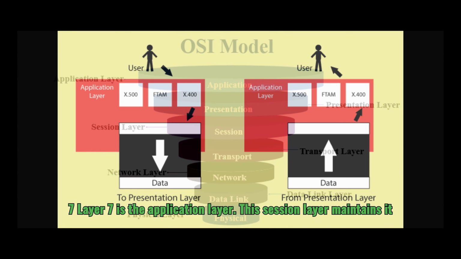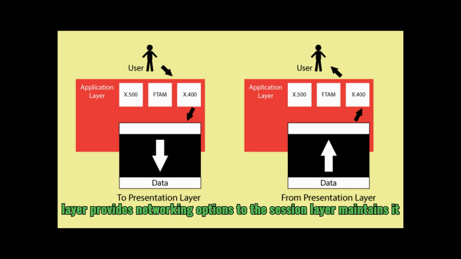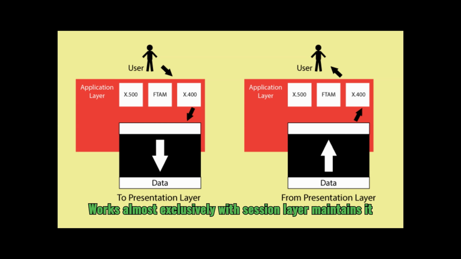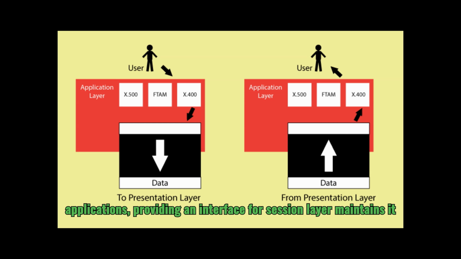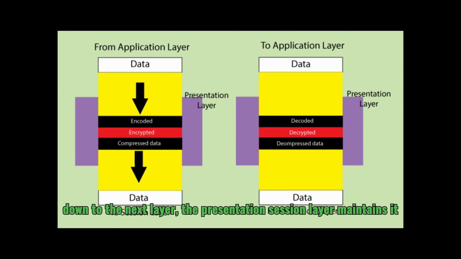Layer 7 is the application layer. This layer provides networking options to the programs running on your computer. It works almost exclusively with applications, providing an interface for them to transmit data. When data is given to the application layer, it passes down to the next layer, the presentation layer.